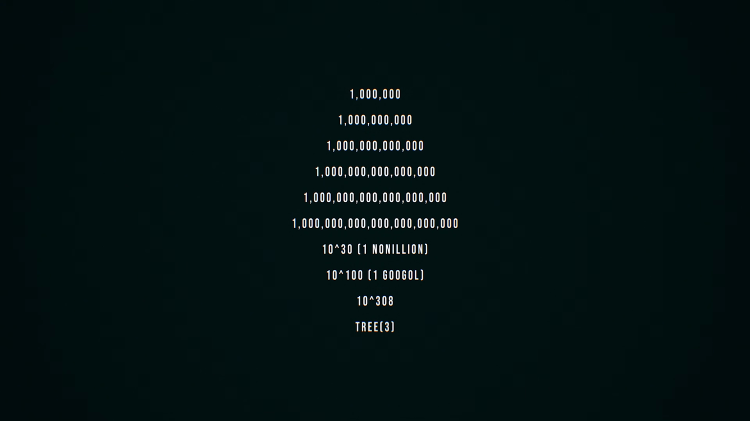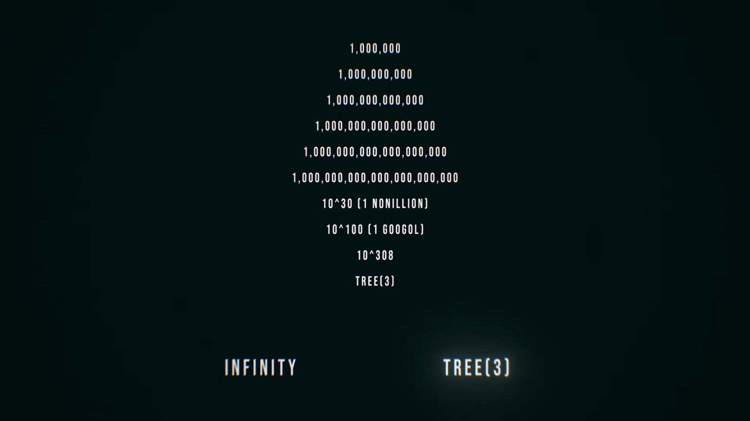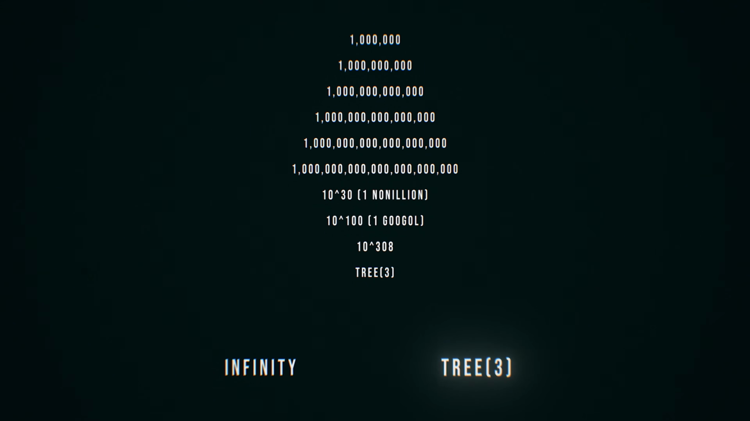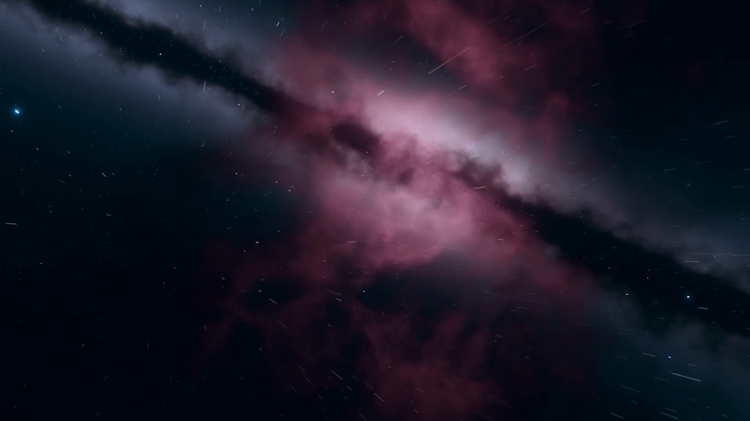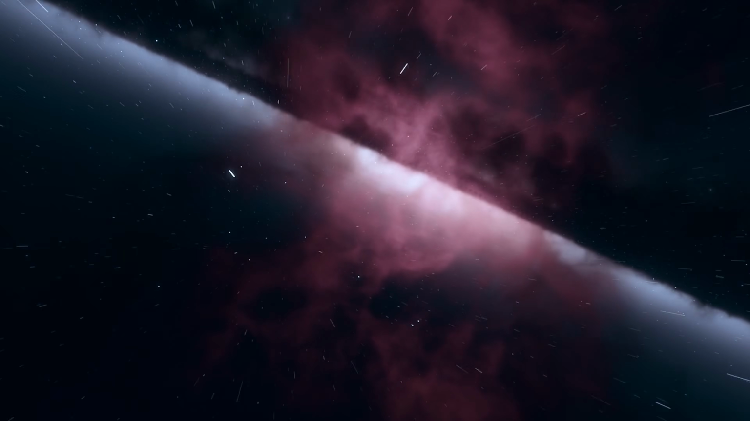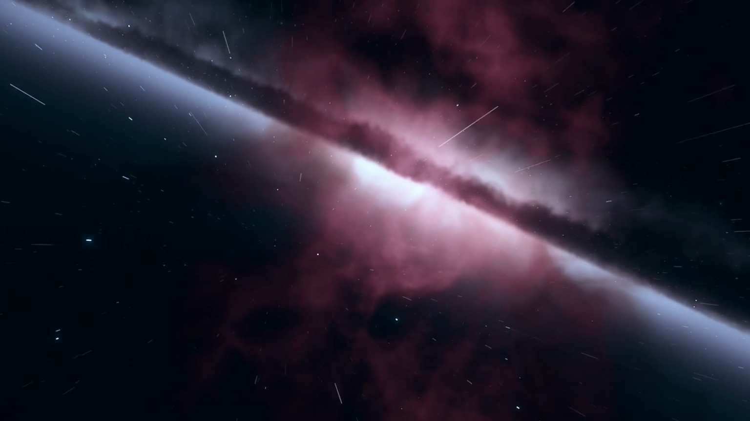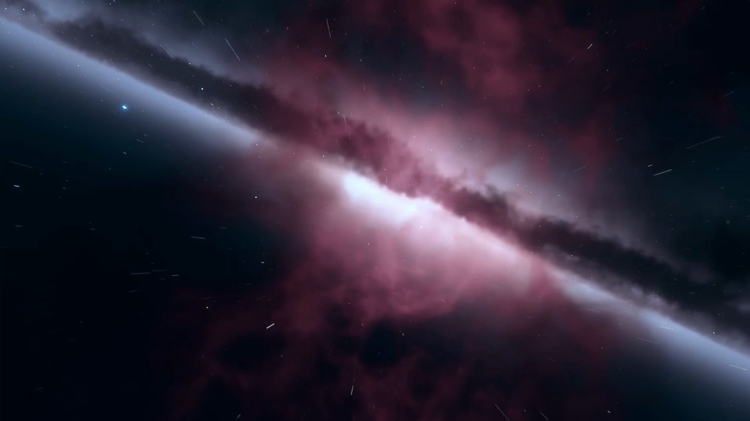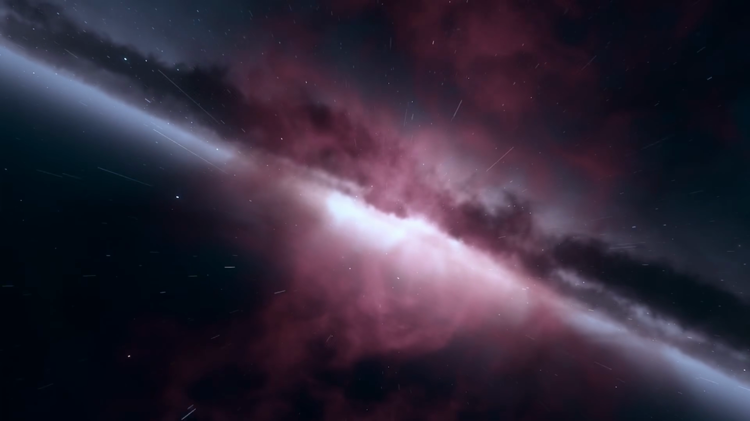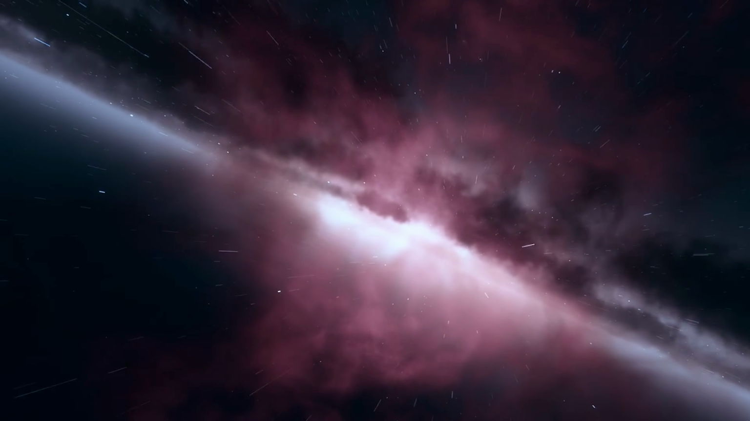Unlike the infinities Cantor described, which have a kind of order, TREE(3) is a finite number. Yet its scale is so immense that even the largest infinities we typically think of seem small by comparison. TREE(3) challenges us to rethink what big really means, as it doesn't just extend beyond what we can count, but reaches a point that feels beyond comprehension altogether.